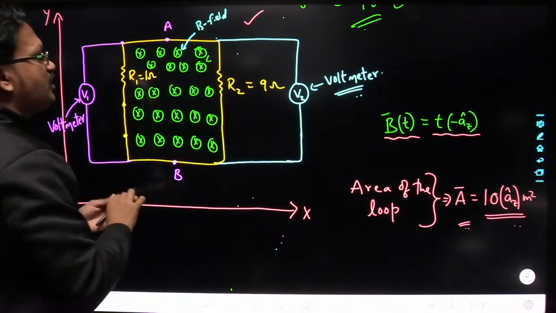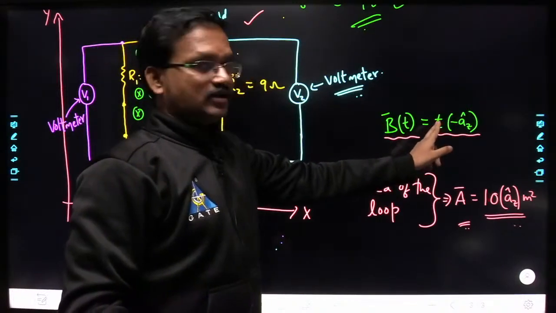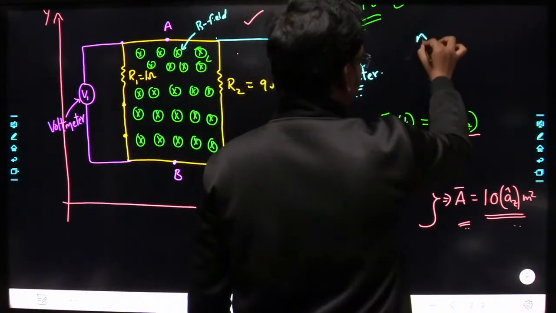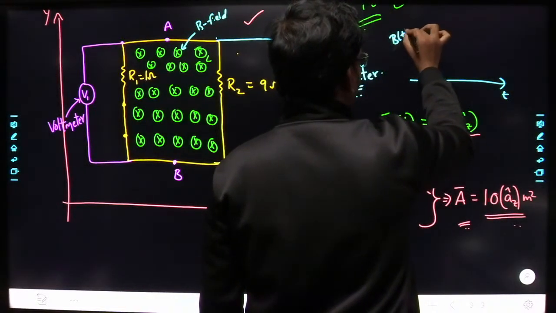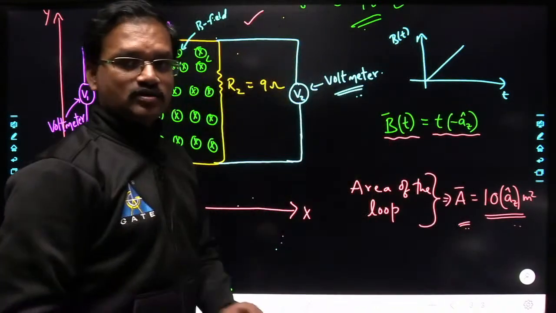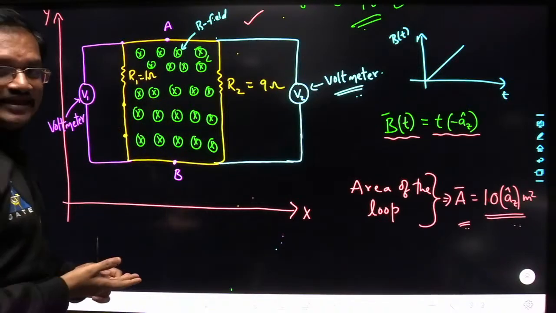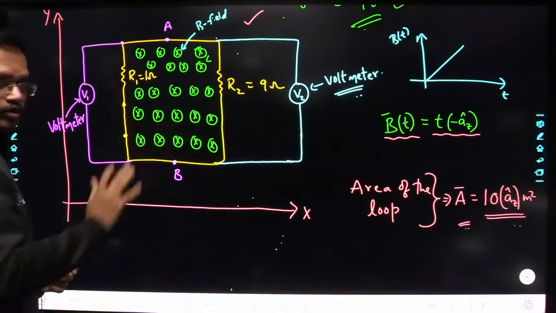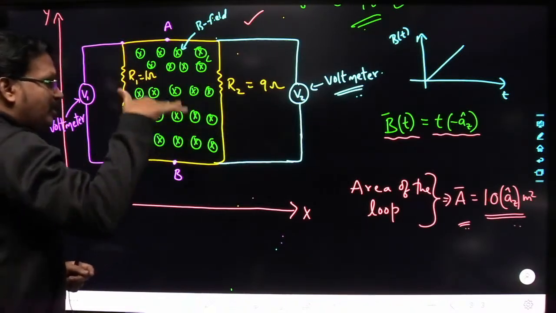So this B field is pointing into the board and it is varying with respect to time as what? t. So with respect to time, if you draw the graph here, let us say this is t and this is B of t. So it is varying with respect to time linearly, like this. Yes or no? Okay. So with respect to time, the B field is increasing and it is pointing into the board.